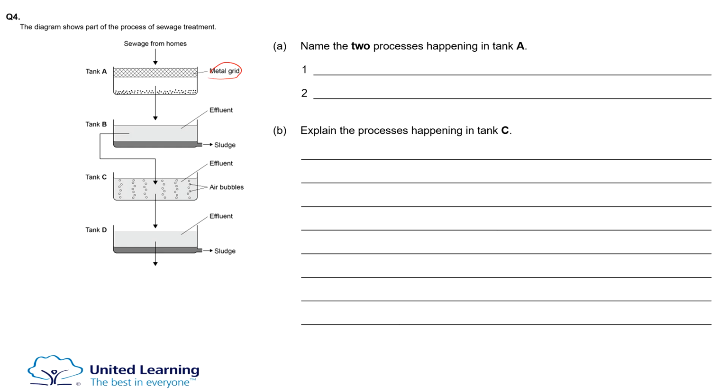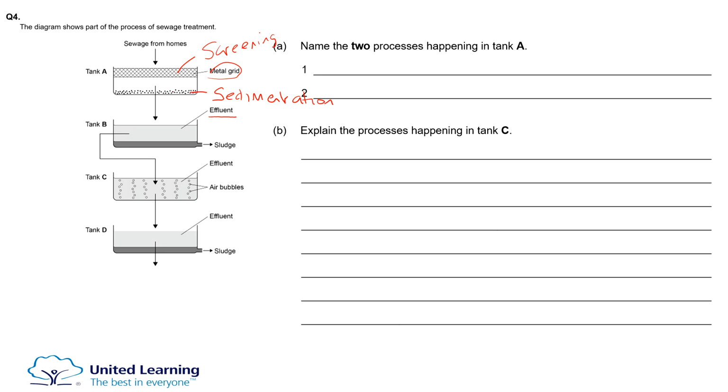It's got a metal grid, and then at the bottom it's got sediment. So you can immediately put on your diagram, we've got screening, which is the first part of the treatment, and then at the bottom, if you remember, we call that sedimentation. And that's where the finer particles sink to the bottom and are filtered off. In tank B, it now becomes known as effluent. Make sure if you have to describe that in a question, you can use the right term.